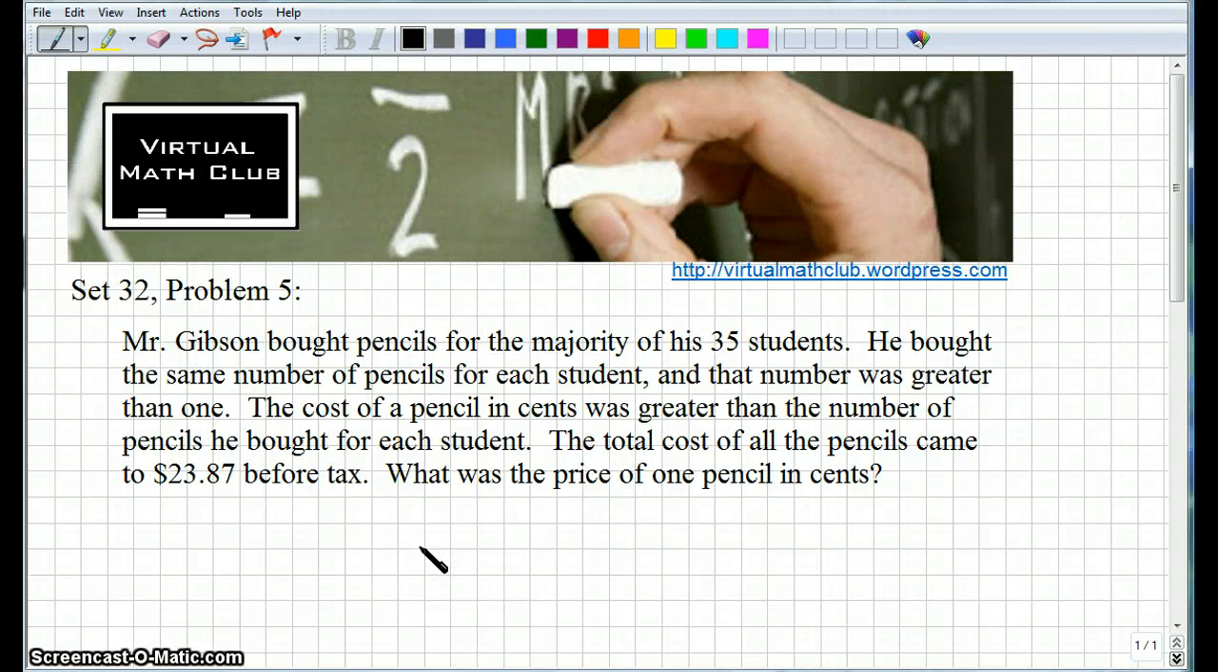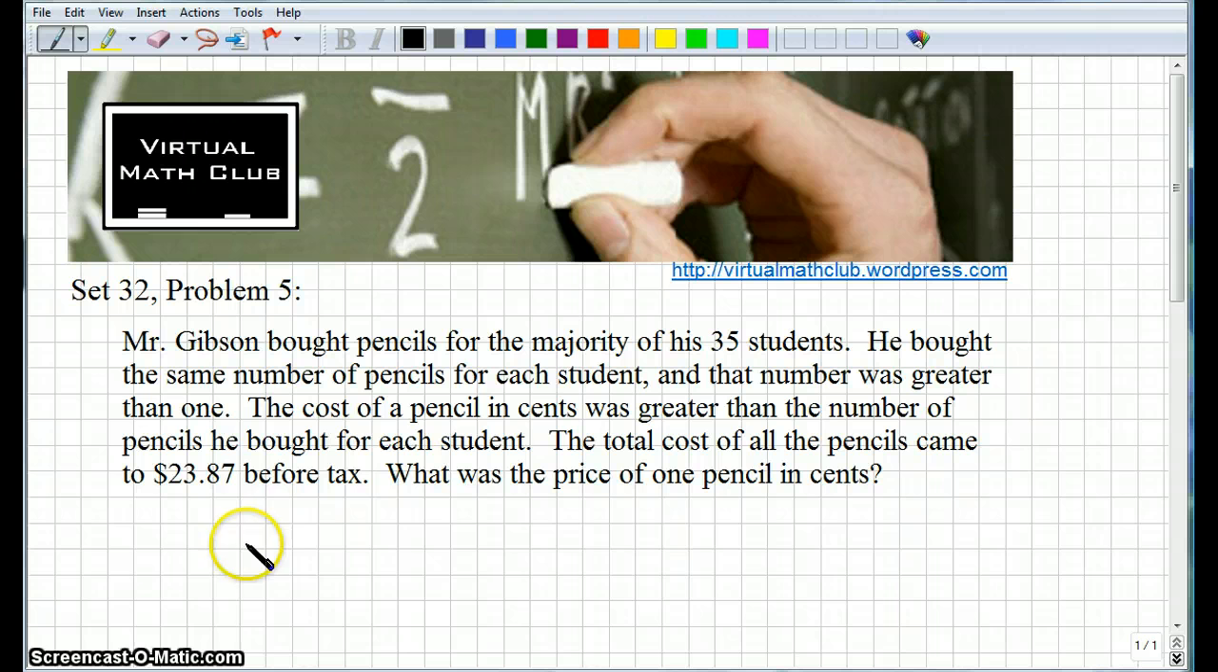Problem 5. Mr. Gibson bought pencils for the majority of his 35 students. He bought the same number of pencils for each student, and that number was greater than 1. The cost of a pencil in cents was greater than the number of pencils he bought for each student, and the total cost of all the pencils came to $23.87 before tax. What was the price of one pencil in cents?